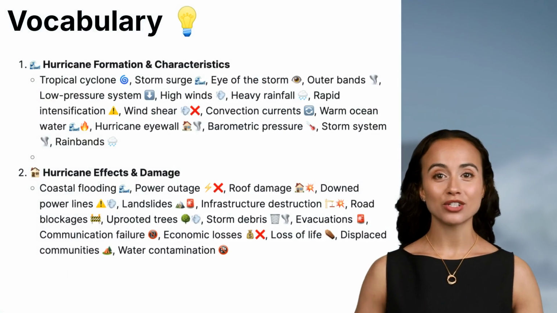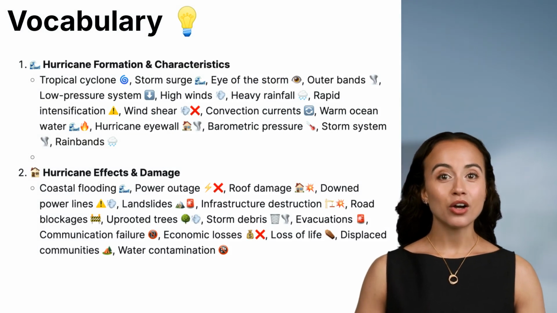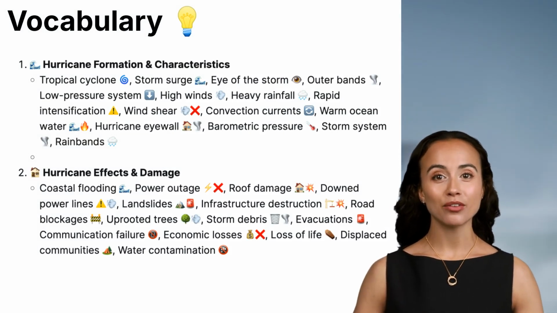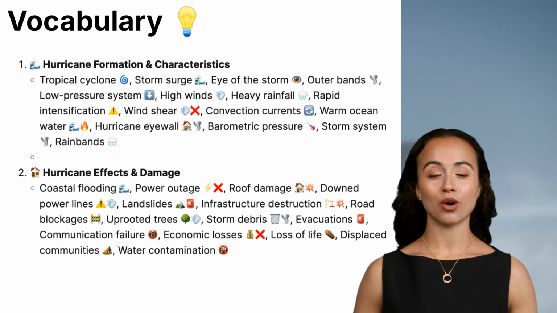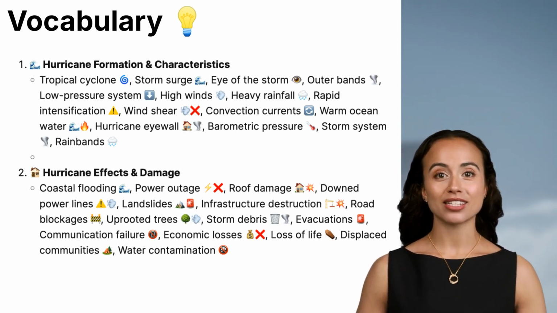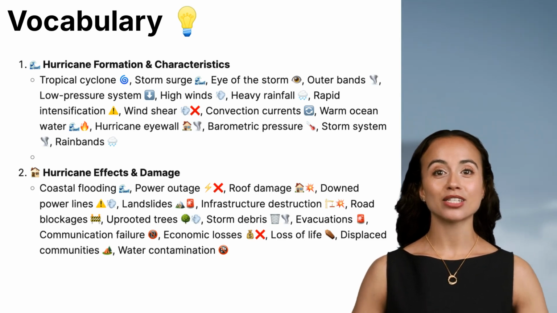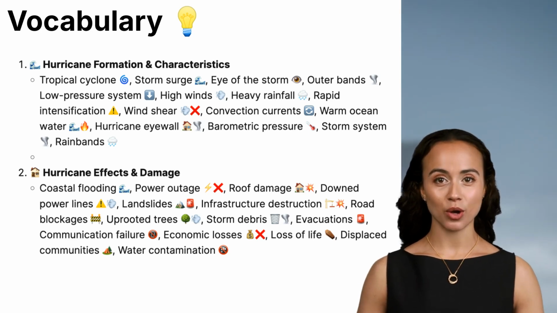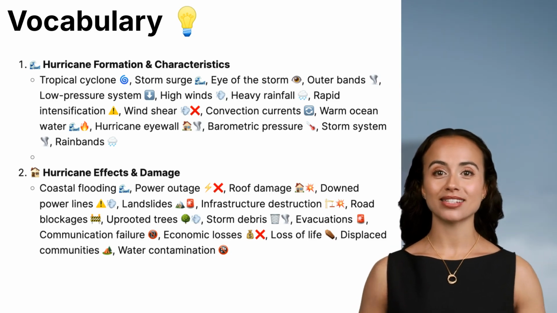Let's go over some essential vocabulary. 1. Hurricane formation and characteristics. Tropical cyclone, a powerful storm system that forms over warm ocean waters and can develop into a hurricane. Storm surge, a sudden rise in sea level caused by strong hurricane winds pushing water onto land. Eye of the storm, the calm center of a hurricane, surrounded by the most intense winds and rain.